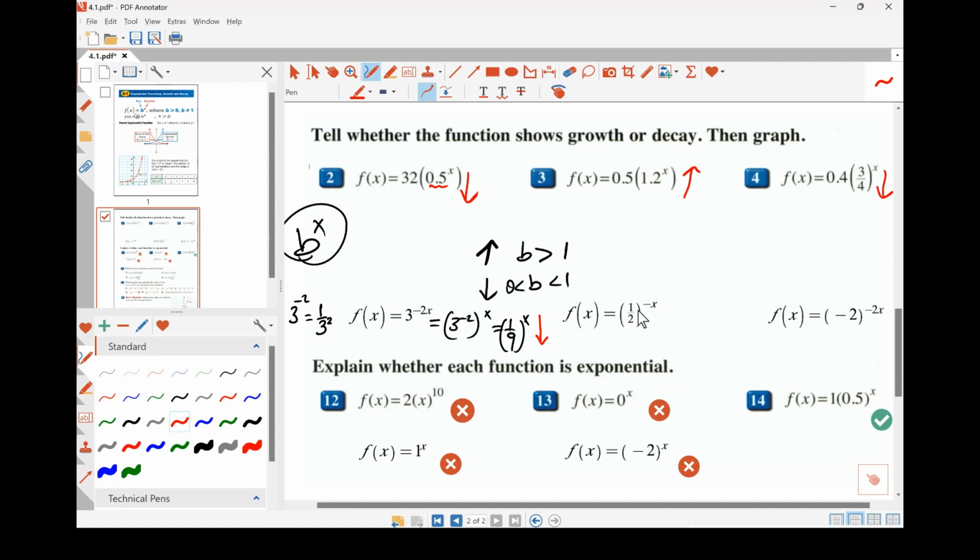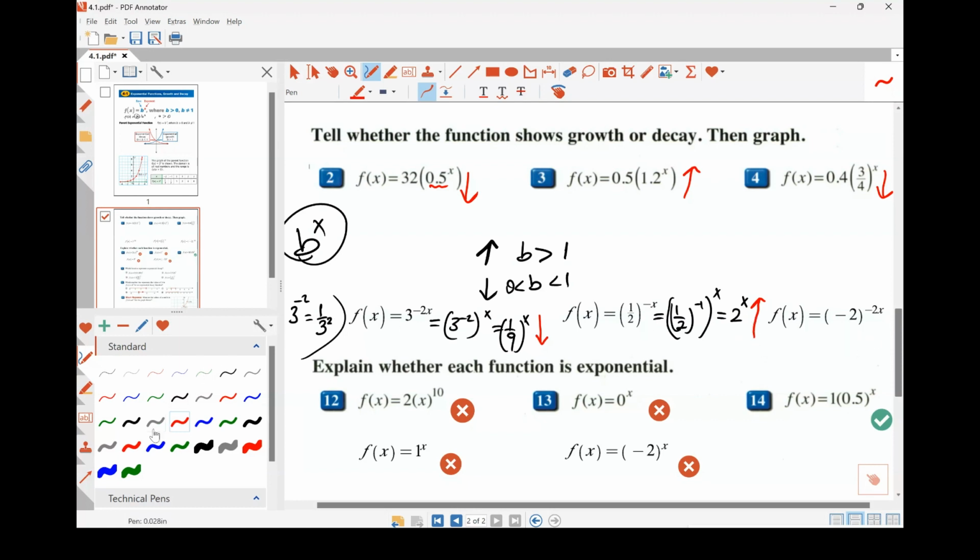On the next one, we also have a negative exponent. Rewrite it first, make it positive. 1 over 2 to the power of negative 1 raised to power x. So what is 1 over 2 to the power of negative 1? By using the same rule here, we should flip the fraction. It becomes 2 to the power of x. Now, my base is 2, which is a number greater than 1. That represents exponential growth function.